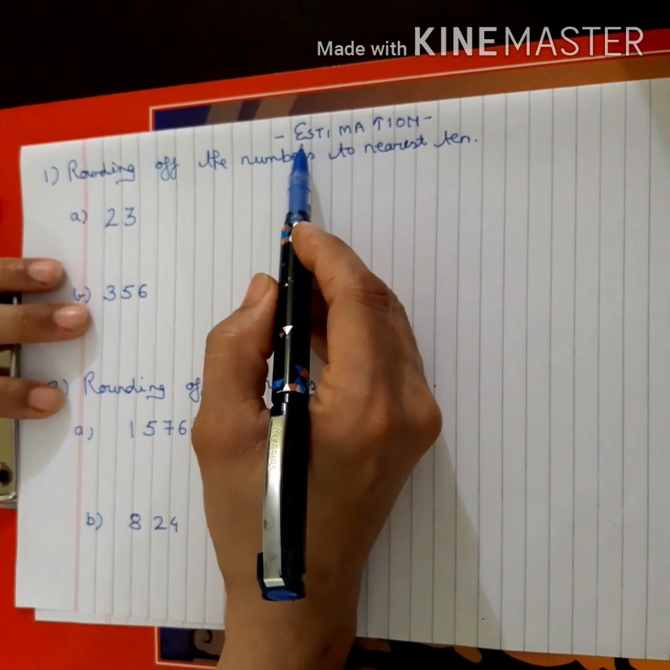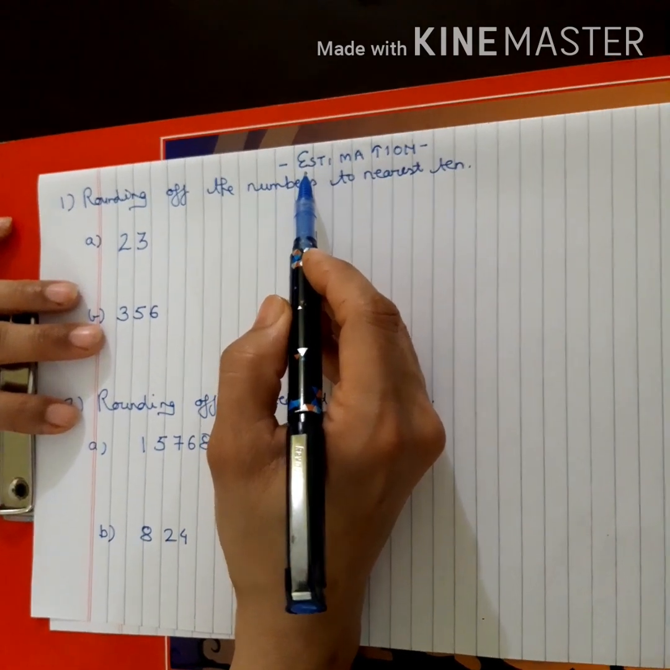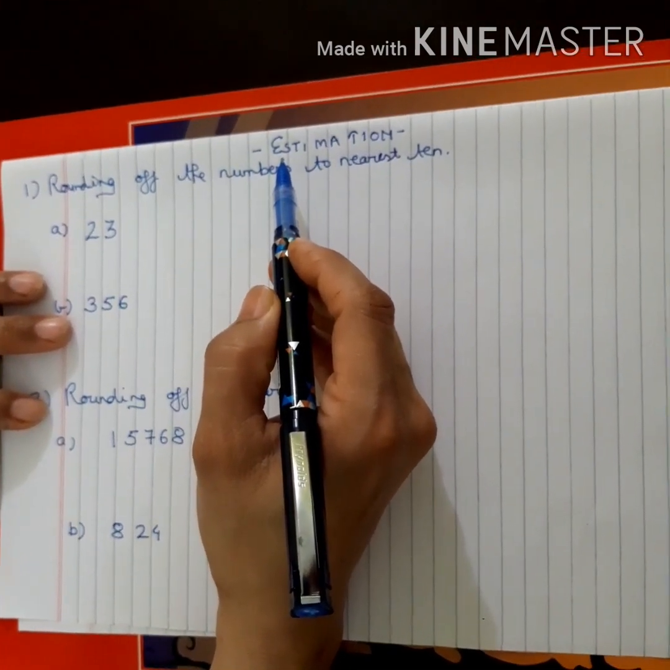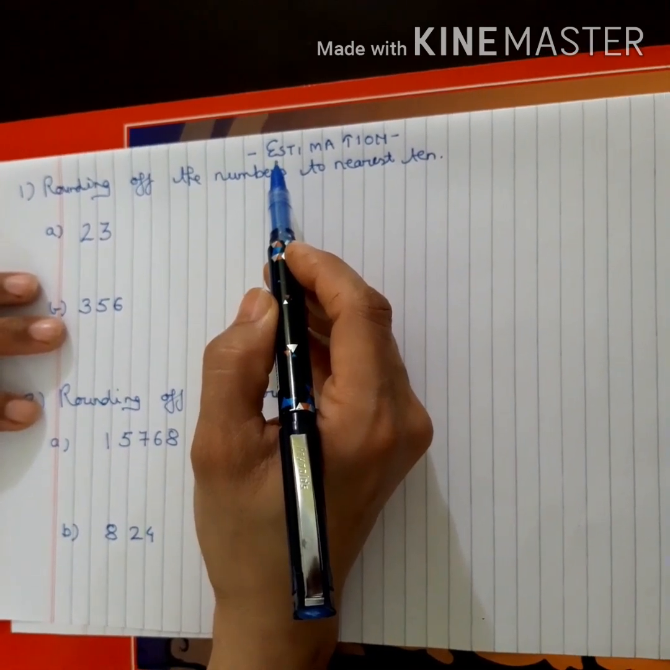In the previous class, you have done 1B, which is based on comparison of numbers. 1C, which comprises word problems, we will do at last. Today we will learn about estimation of numbers. Estimation means to find a number closer to the correct answer, or in other words, it means approximation.